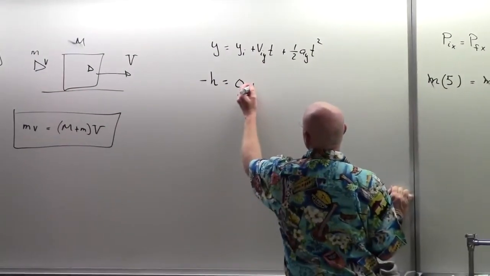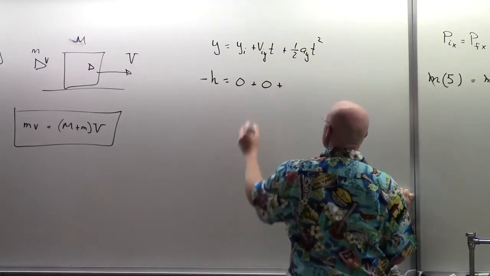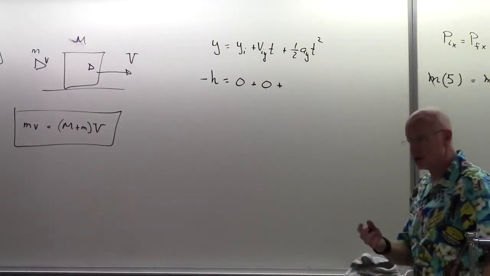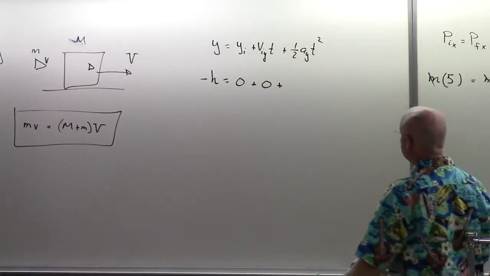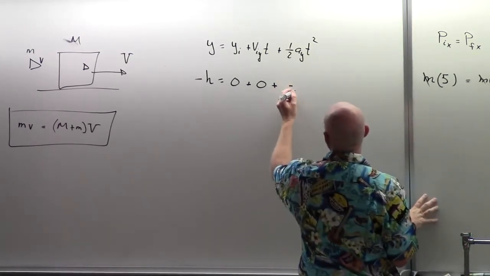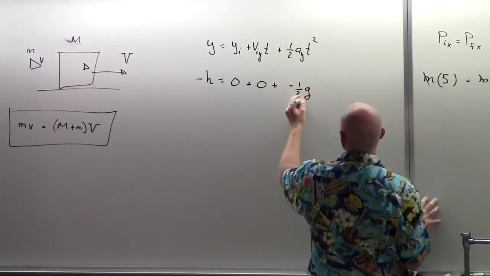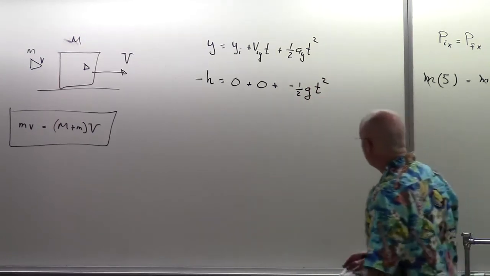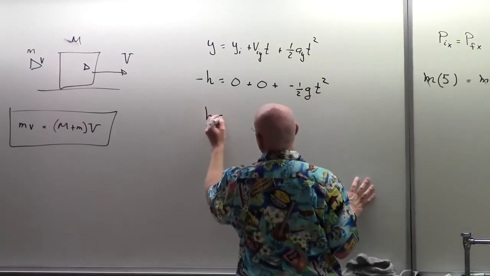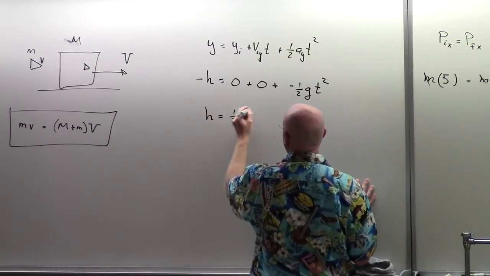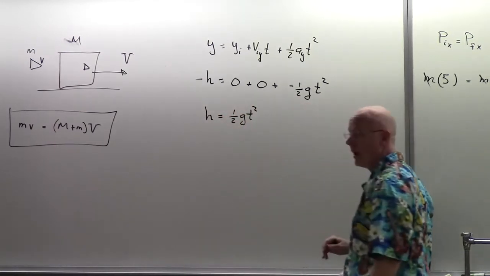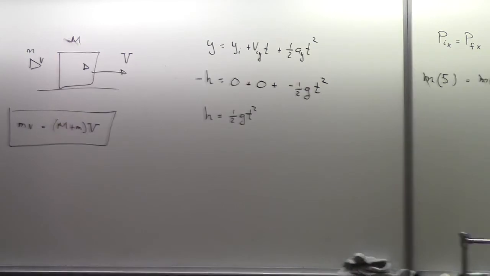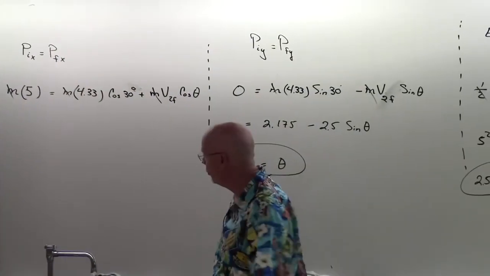Calling the table 0, its initial velocity in the y direction is 0. It's going to slide off horizontally. And so we have a negative 1/2 g for the acceleration, and then there's the time. And so our first equation from our kinematics is one involving the y motion, a pretty standard one you might remember from chapter 2.